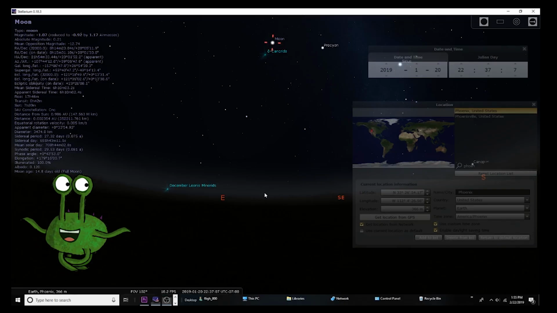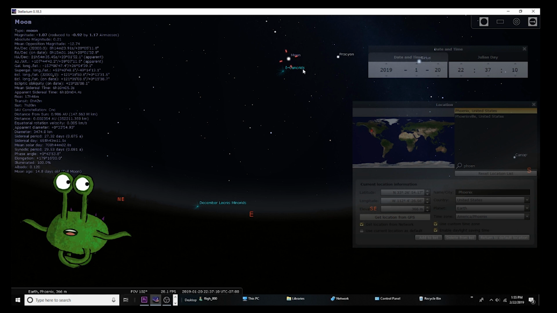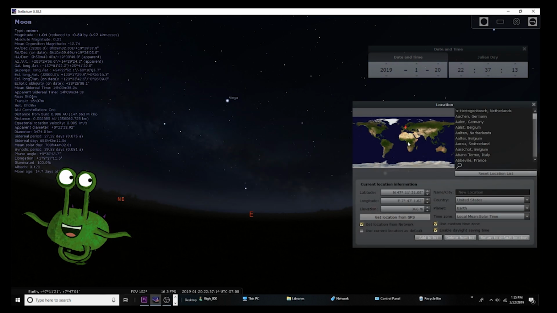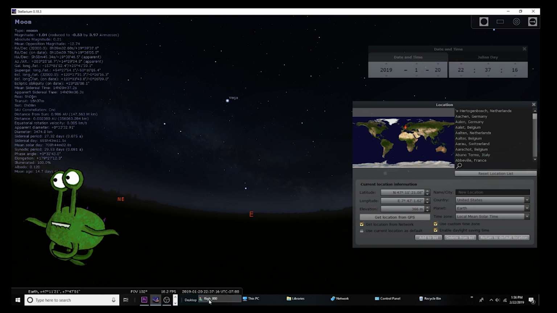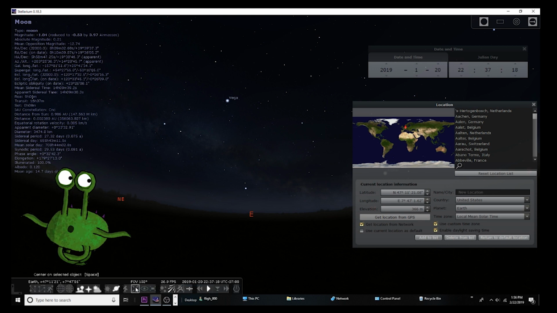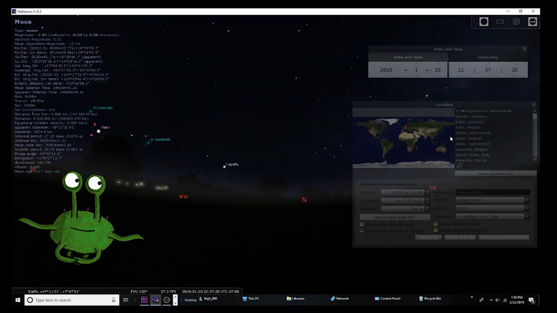Again, you are misunderstanding the geometry of the heliocentric model. The moon would indeed appear in the east from Phoenix, Arizona. However, from Germany, the moon appears in the western sky during the same time period.